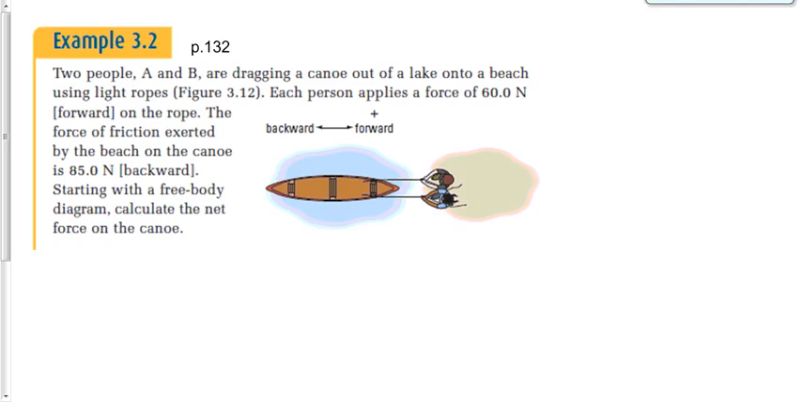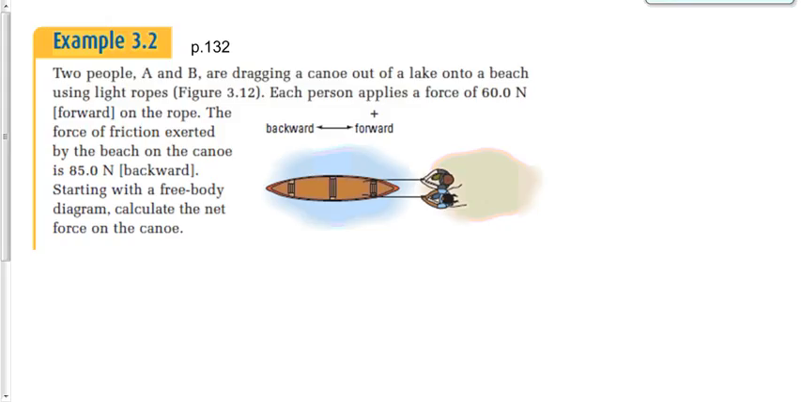All right, so let's do one problem, and then I'm done for the day. This question on page 132 says, two people, A and B, are dragging a canoe out of the lake onto a beach using light ropes. Each person applies a force of 60 newtons forward, but there's a force of friction that acts backwards of 85 newtons. Starting with the free body diagram, calculate the net force on the canoe.